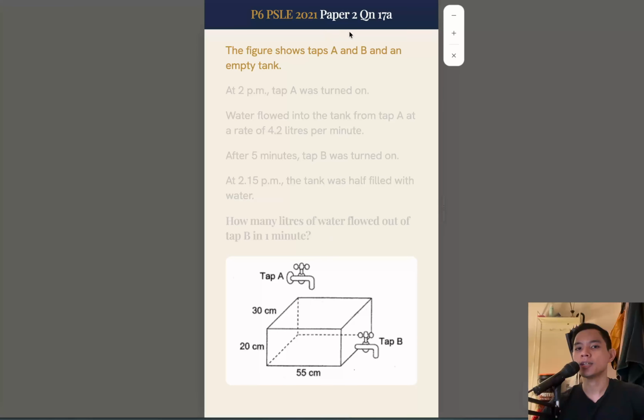Question 17, part A. The figure shows taps A and B and an empty tank. At 2 p.m., tap A was turned on. Water flowed into the tank from tap A at a rate of 4.2 liters per minute. After 5 minutes, tap B was turned on. At 2:15 p.m., the tank was half filled with water. How many liters of water flowed out of tap B in 1 minute?